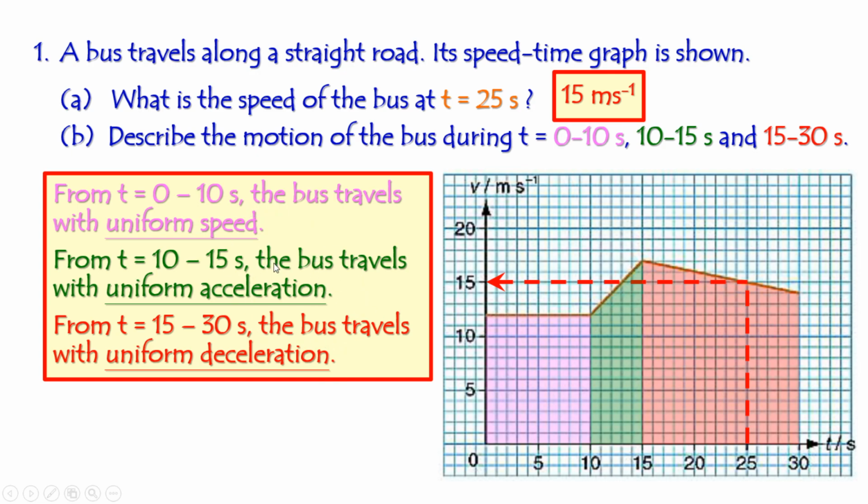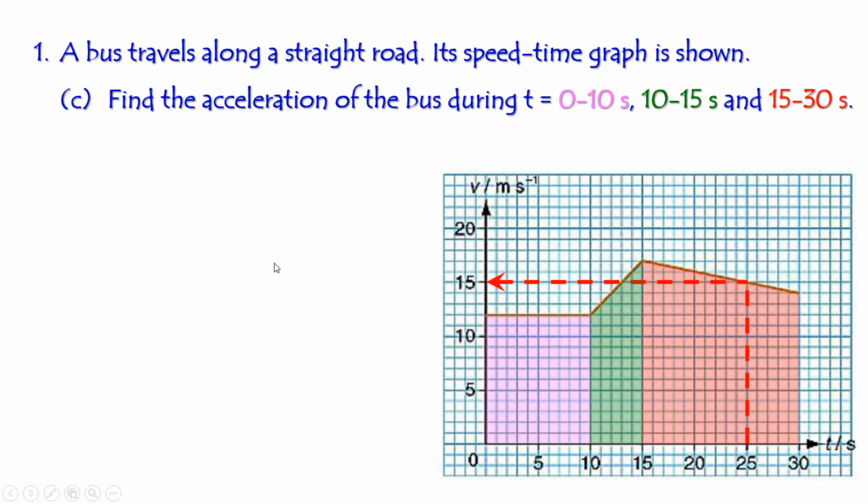And for part C, can you find out the acceleration of the bus during the first 10 seconds and then the next 5 seconds and the last part of the journey? Okay, so which equation can help you to find out the acceleration of the bus? You can make use of this equation: a equals (v minus u) divided by t, right?